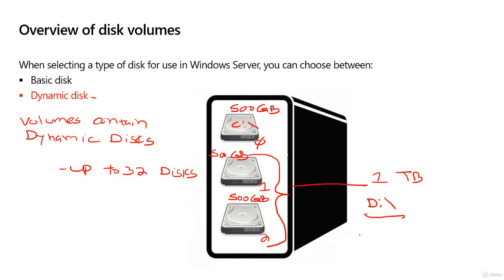Compare that with a basic disk. With a basic disk, all you can do is take the disk and create partitions on it. With dynamic disks, you create a volume, then you add disks to the volume, and you can get massive amounts of space. Petabytes of space we could actually have. Pretty interesting concept.